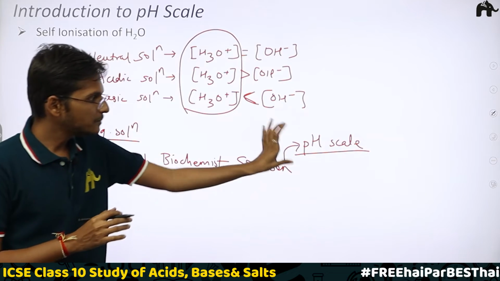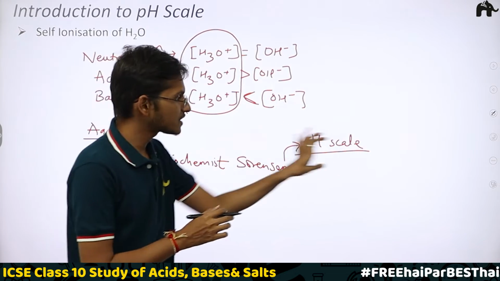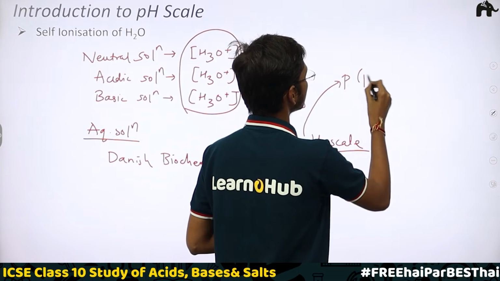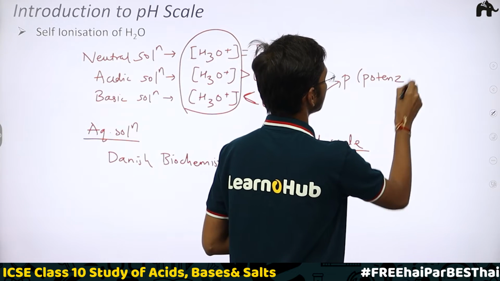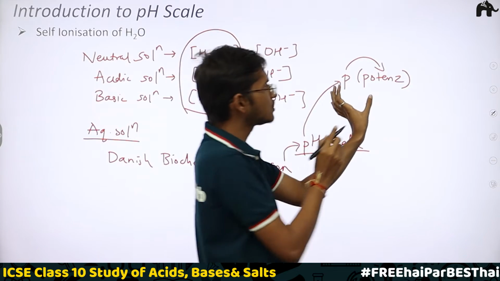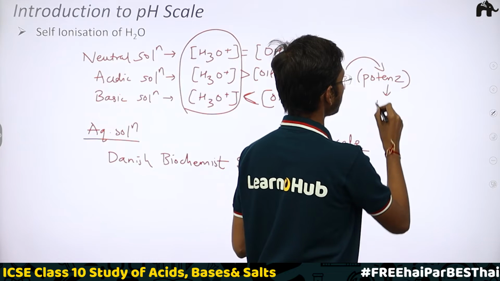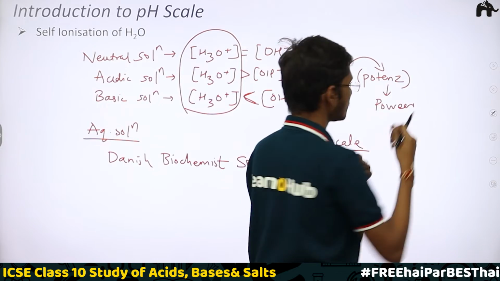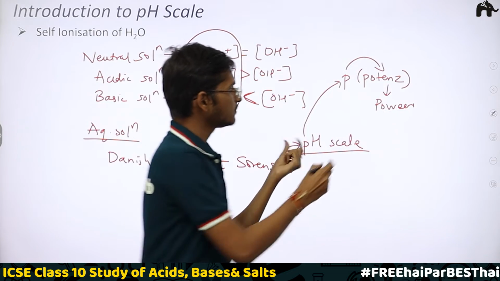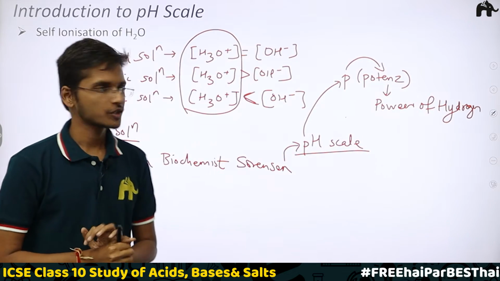Now what does the word pH in this pH scale mean? Here the P has been derived from the word potens, and potens is a German word which actually means power. So what does pH mean? pH means power of hydrogen.